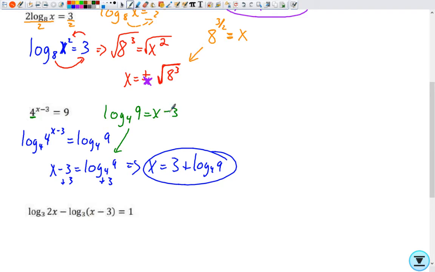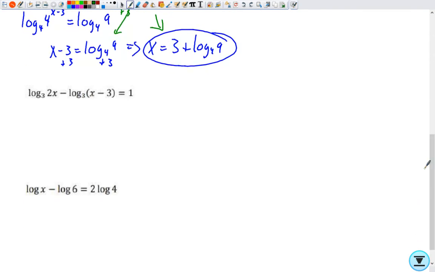It's supposed to be minus 3. So then we add 3 to both sides, and we still end up right there. Okay, so either way, however you see it, taking the log of both sides or changing it back to its log form, there are multiple ways of doing it. All right, the next one.